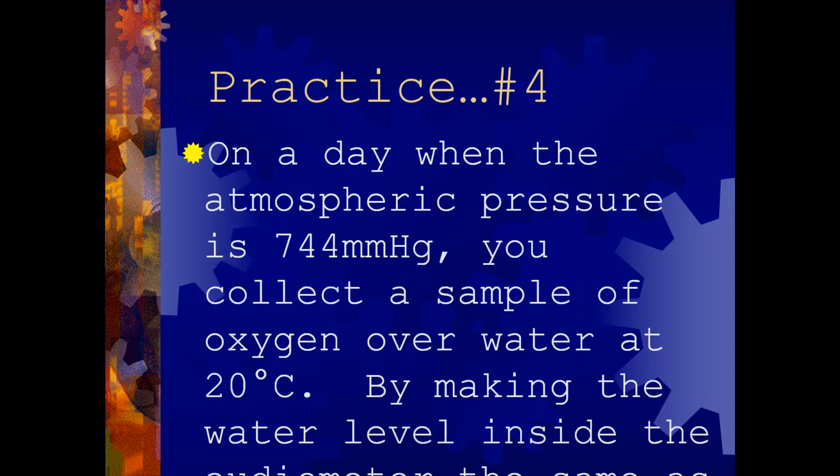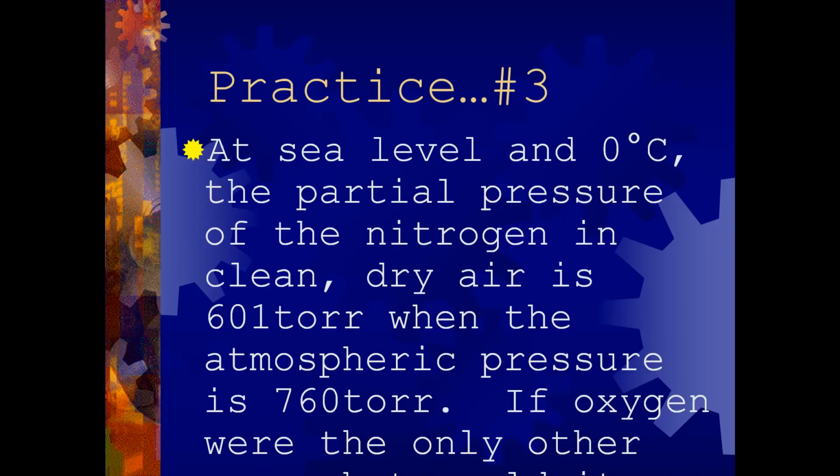So let's look at 4. Again, correction for water. Just still over water. Okay, now this one's dry air. Never mind. Sea level, partial pressure of the nitrogen is 601. And the atmospheric pressure. Okay, sorry. I was looking at the next one and my brain went there instead.